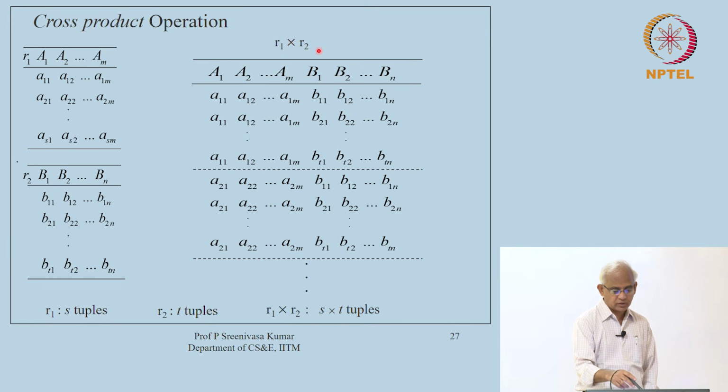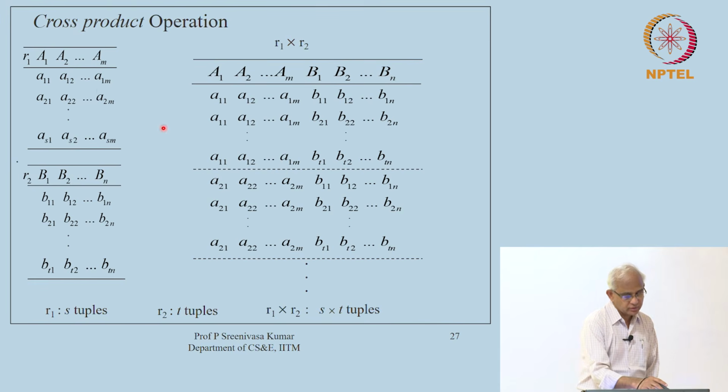cross product. The cross product of R1 and R2, denoted as R1 with this cross symbol R2, is this relation. So, what is this relation? The schema of this relation is the concatenation of the schema of this and the schema of that. So, A1 through Am and B1 through Bn, all attributes are present.